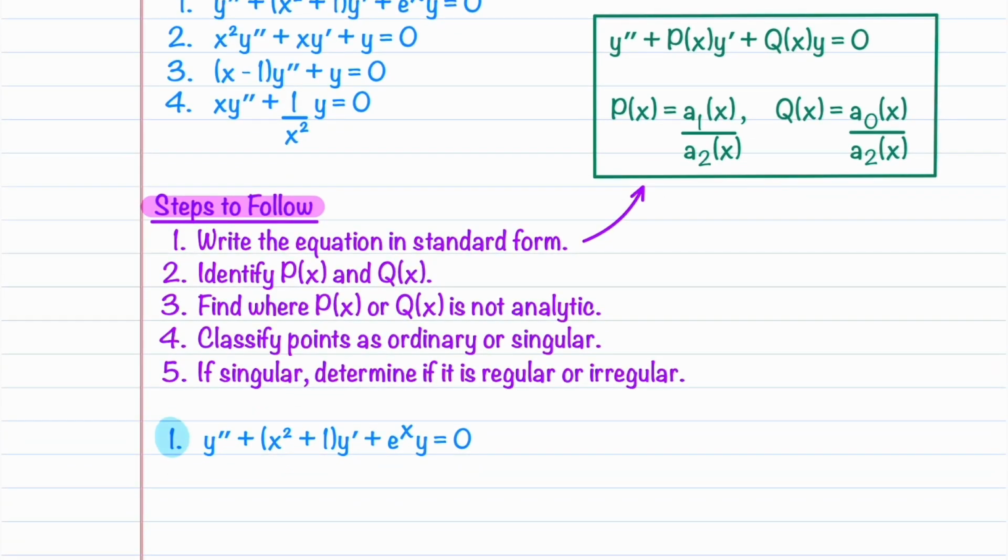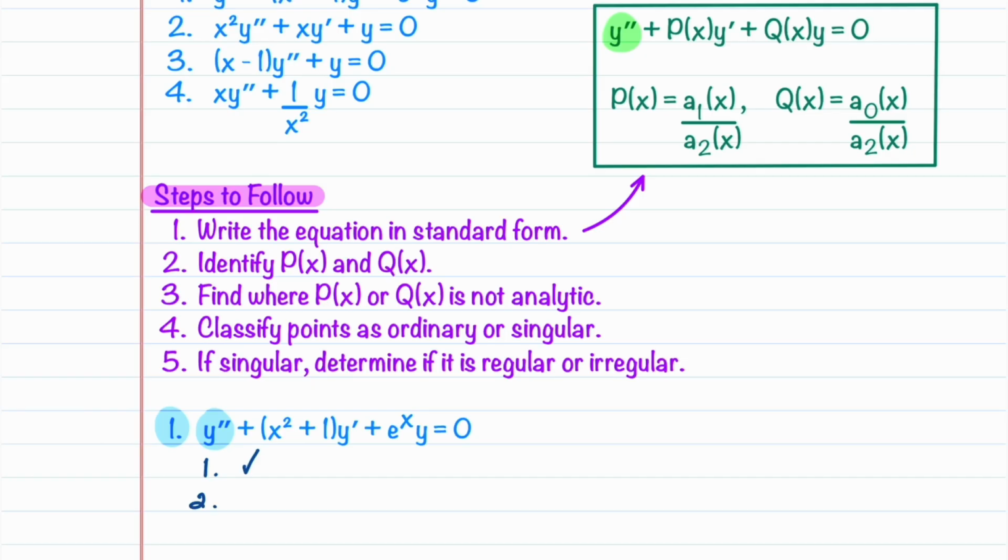Our first example is y double prime plus the quantity x squared plus 1 times y prime plus e to the x times y is equal to 0. The first thing that we want to do is put our equation in standard form. Up here on the right in green, I've written down what it looks like for an equation to be in standard form. There needs to be a 1 that multiplies y double prime. Notice in this example, we do already have a 1 that multiplies y double prime, so this equation is already in standard form.